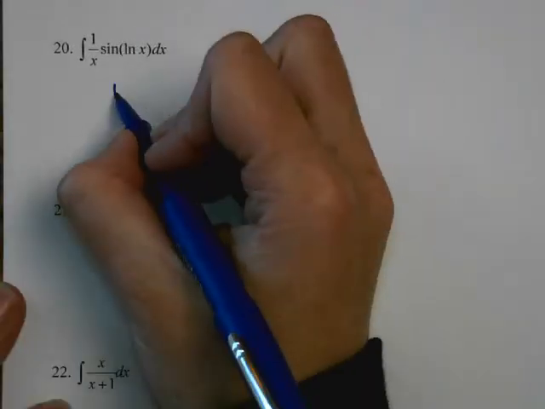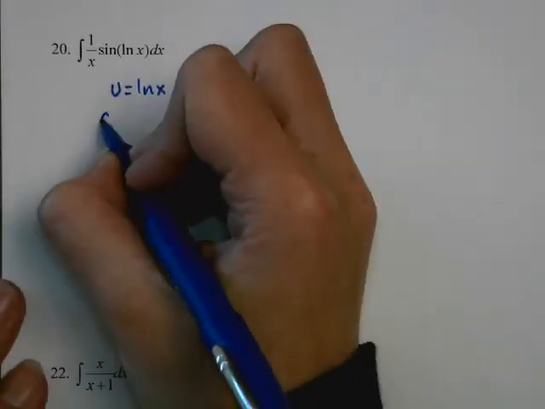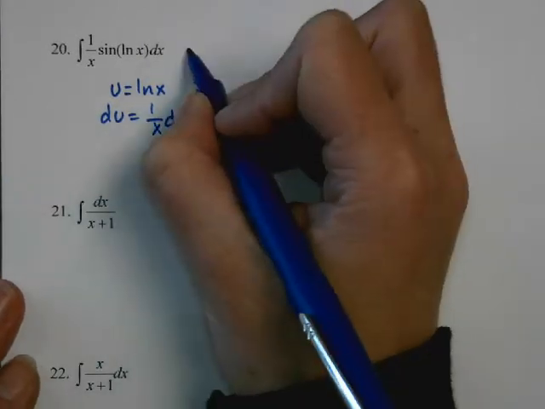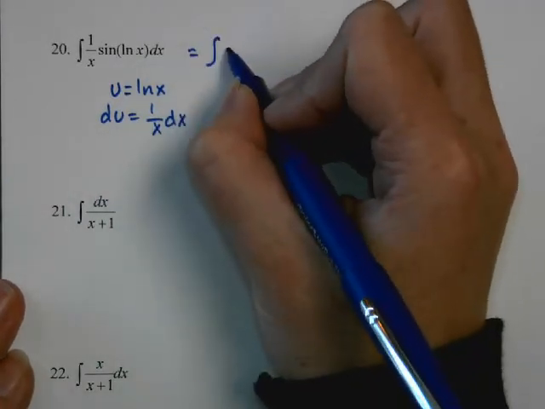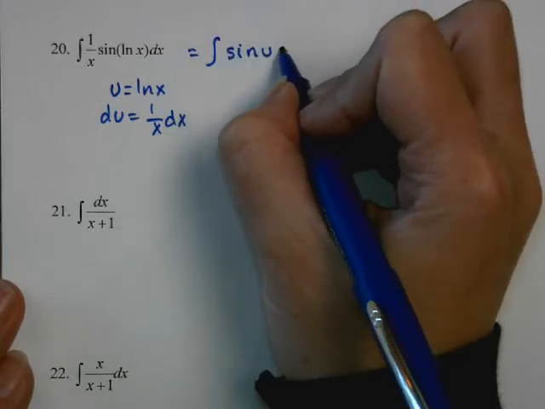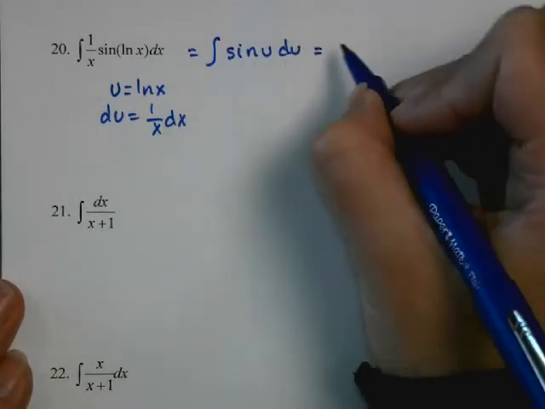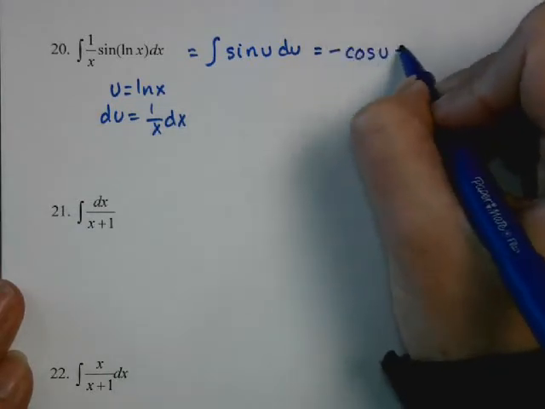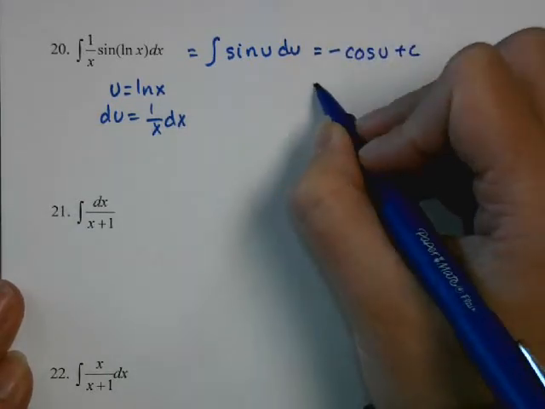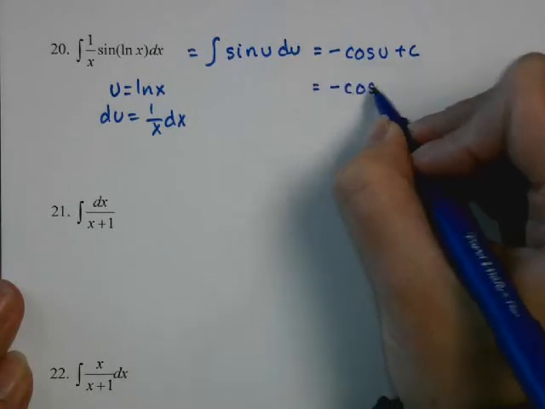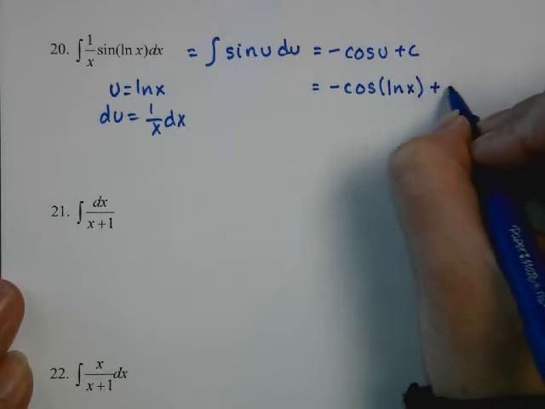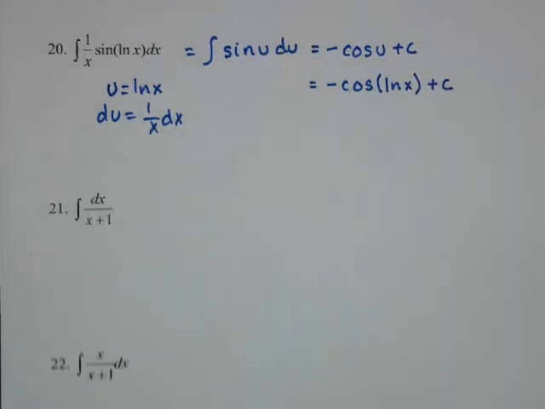And again, u equals natural log of x, du equals 1 over x. So this is going to be the integral of sine u du, which is a negative cosine of u. So this is going to be negative cosine natural log of x plus c.